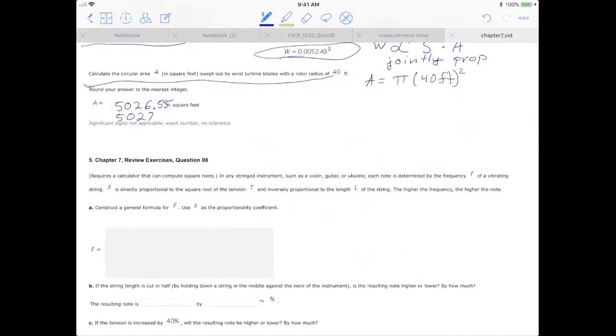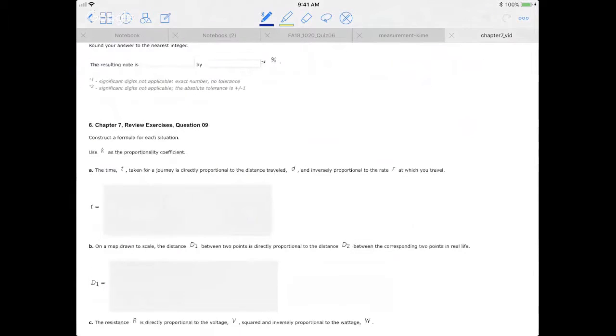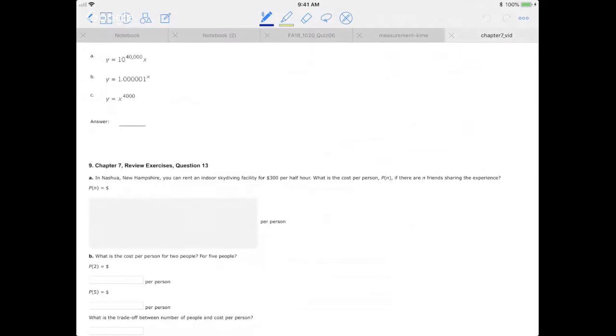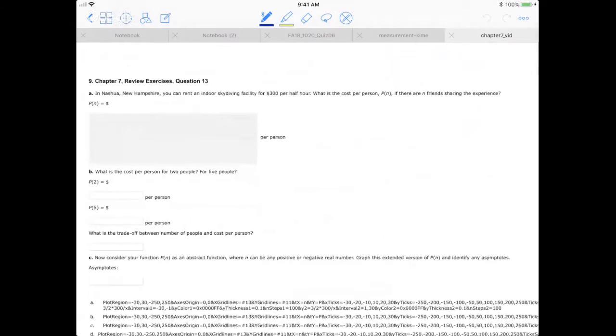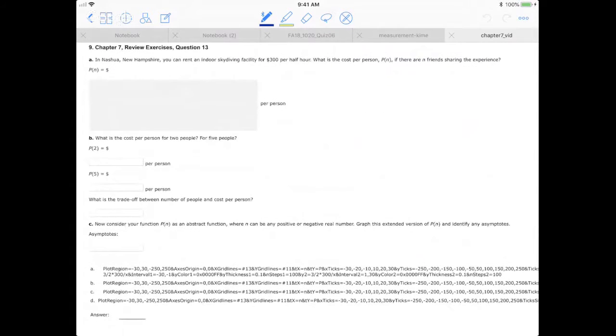All right. Try this frequency problem. I'm going to skip it. Yeah, go ahead and skip it. I'm going to skip this one too. Okay, let's try this one.